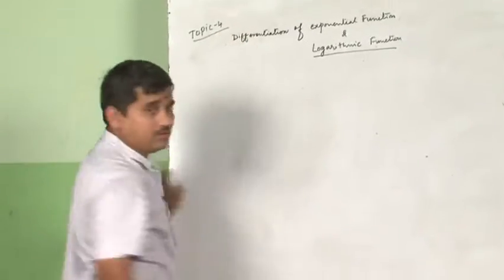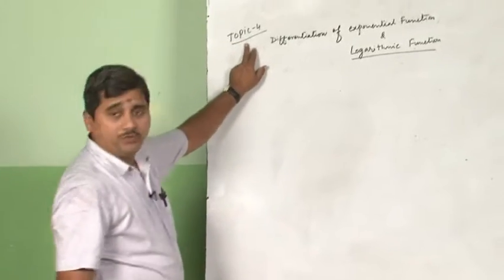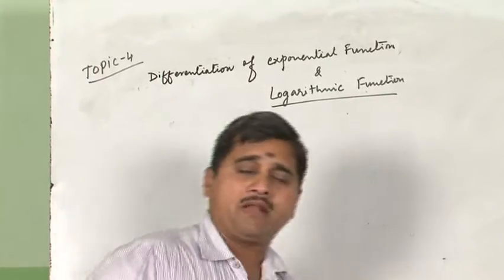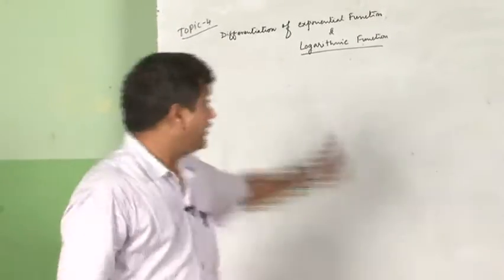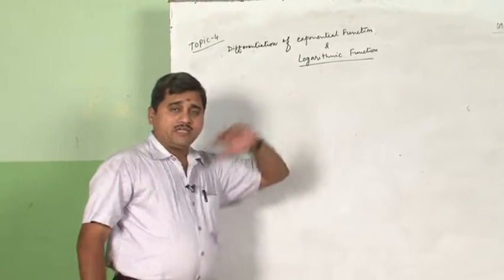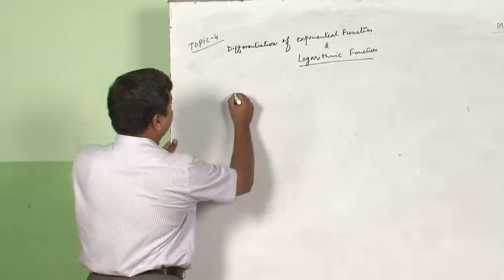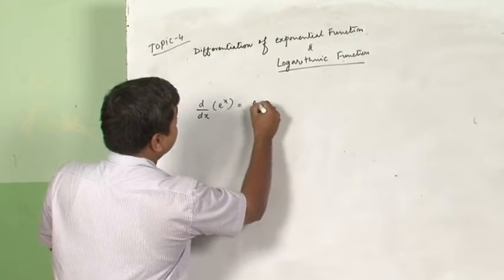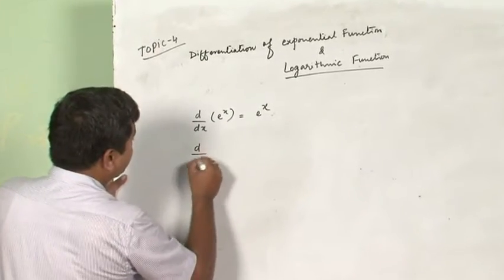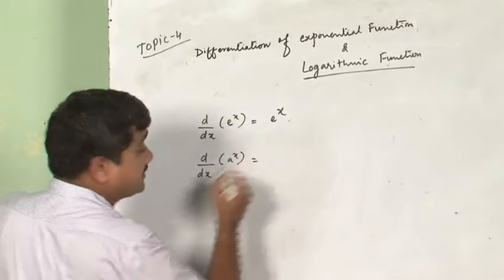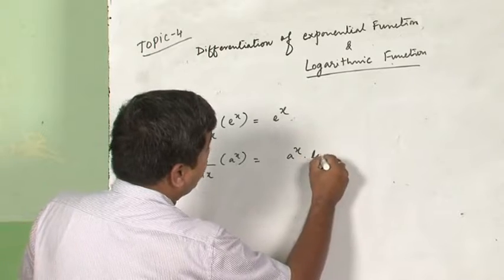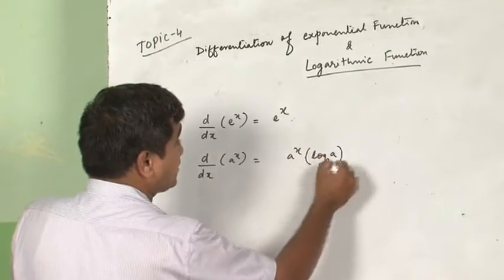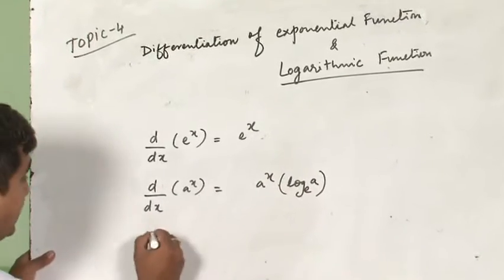Okay? Well, dear children, we are now focusing on topic 4, differentiation of exponential function and logarithmic function. Before we plunge into problem solving, I shall give you the brief basics of how to differentiate the exponential function. Differentiation of e power x, the exponential function, is e power x. Please remember, differentiation of a power x is a power x into log a to the base e. So this is the differentiation of another exponential function, a power x.